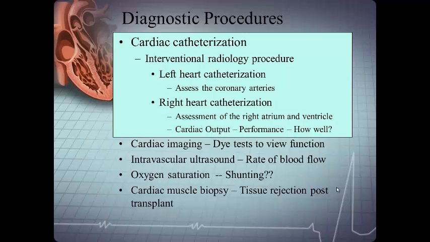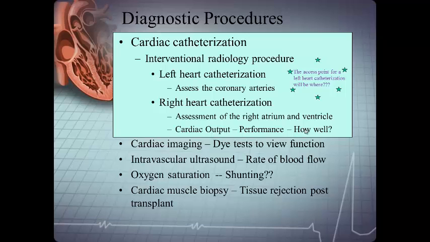The goal is to assess the cardiac output, or how much blood is received and pumped through the heart in a minute. The left heart catheterization will assess the left chambers, the aortic arch, and most importantly, the coronary arteries. The access point for a left heart catheterization is going to be where?